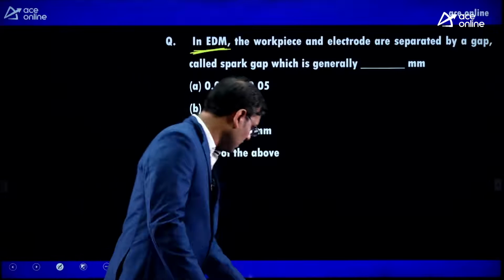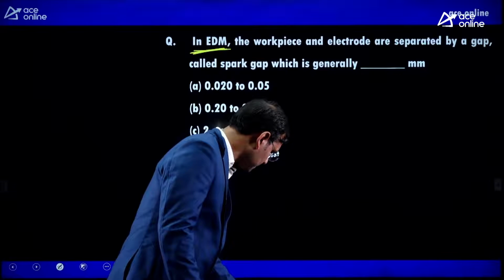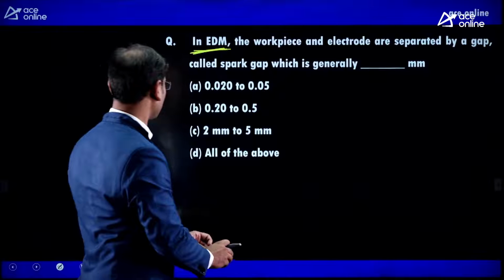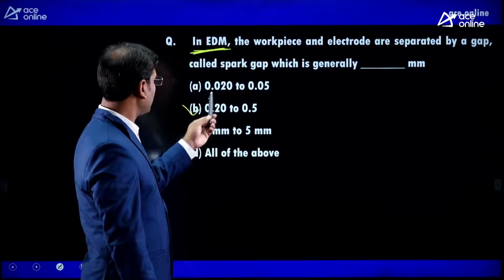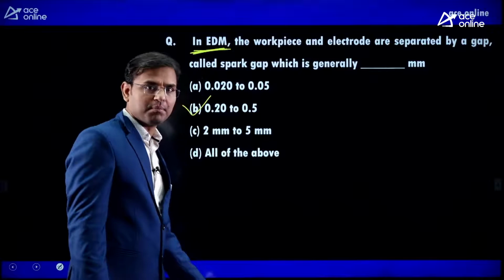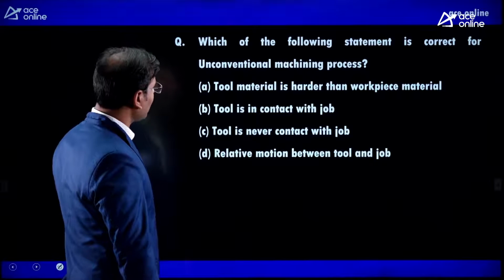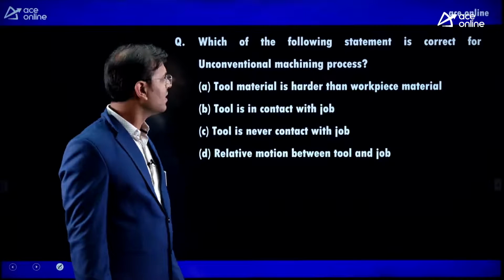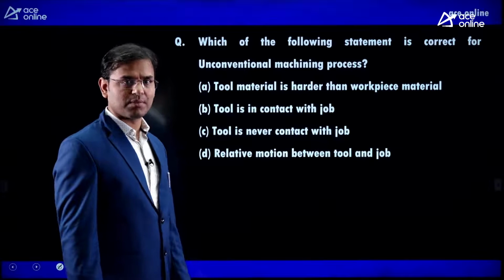Now see, that gap is 0.20 to 0.5 millimeter in the EDM method. Now see, which of the following statements is correct for unconventional machining process? Which of the following statements is correct for unconventional machining process?